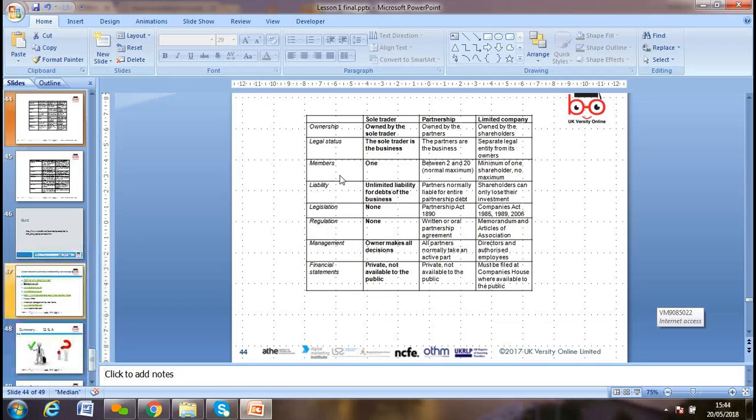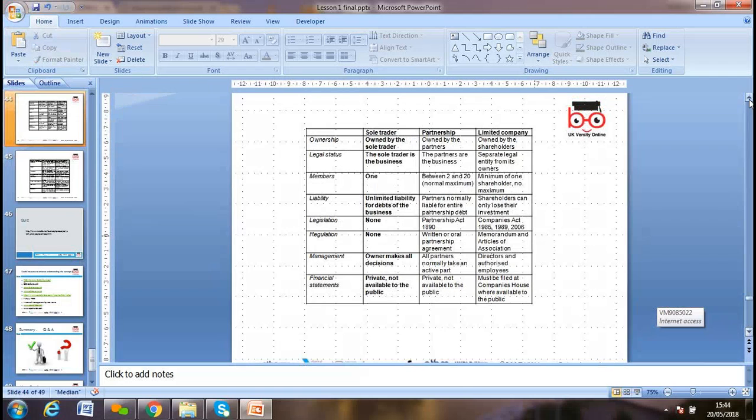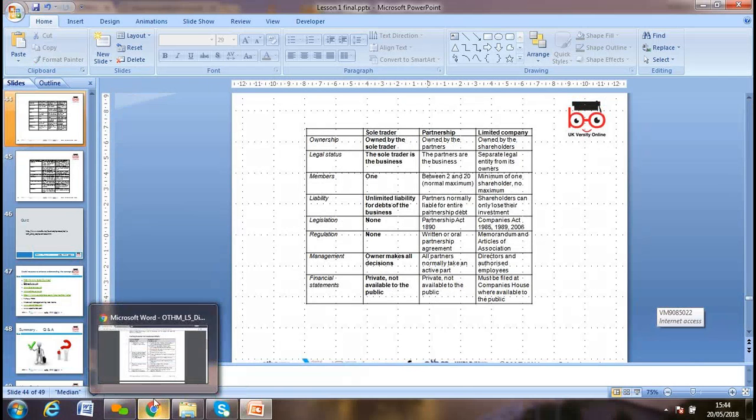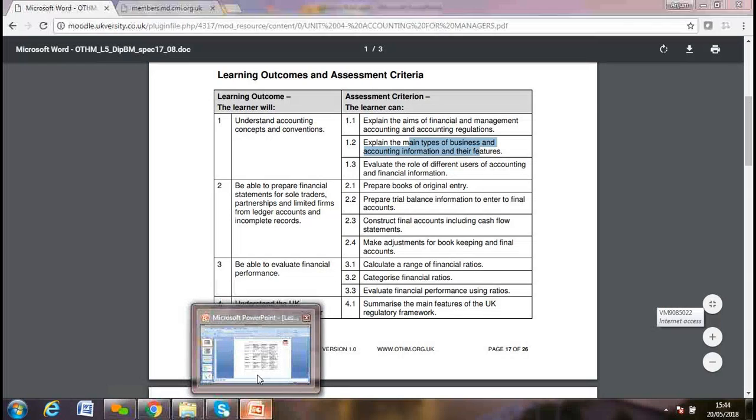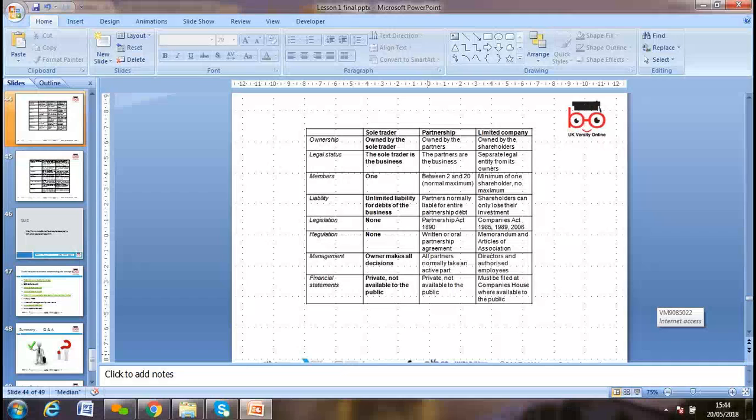Okay. So different forms of businesses, like we discussed, are part of your learning outcome as well. We have different types of businesses: sole trader, partnership, and limited company. A sole trader means a one-person business. A partnership means two or more, up to a maximum of 20. A limited company means they are registered as a limited company, and we register under the Companies Act.